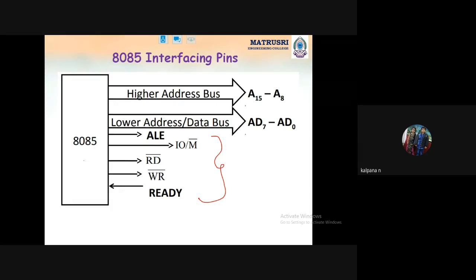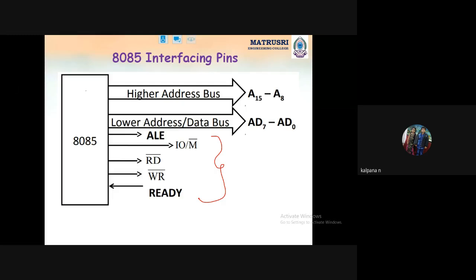Now, in order to interface anything, whatever it may be, the memory or an IO device or any external device, these pins we need to connect directly from the 8085 to the other device. Understand? All the address lines, A0 to A15, all the data lines D0 to D7, and next these 5 control signals or control pins, right?